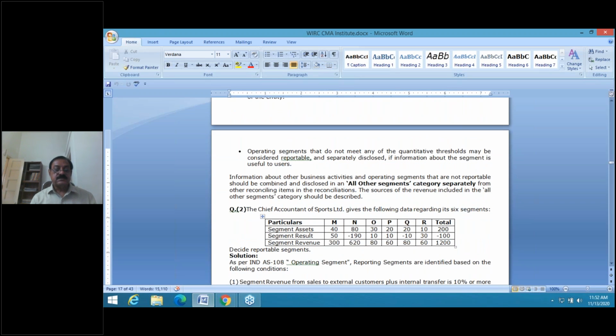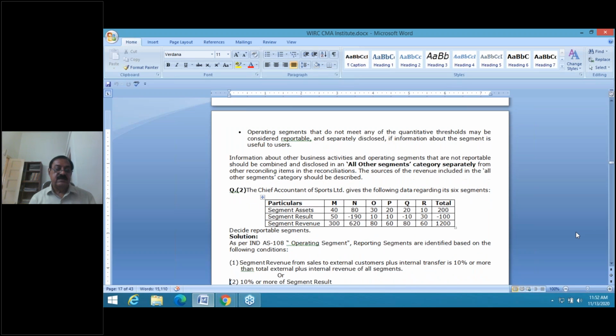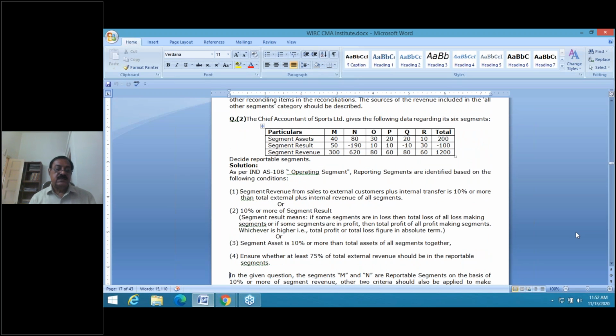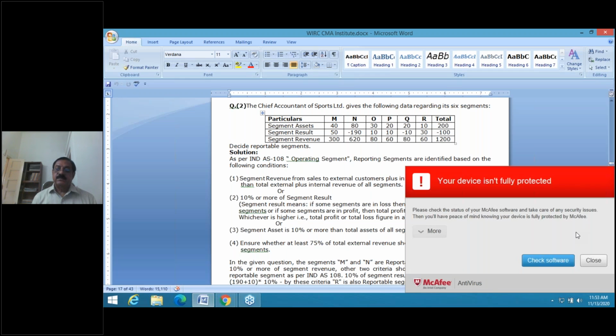Second, M, N, O, P, Q, R: segment assets, segment results, segment revenue. Here the revenue total is 1200. 10% of that is 120. So under segment sales, these are the conditions I have written, 1, 2, 3, 4, and now accordingly we check the results. Okay, friends. So for M, which condition is fulfilled? For assets, the limit is 20.